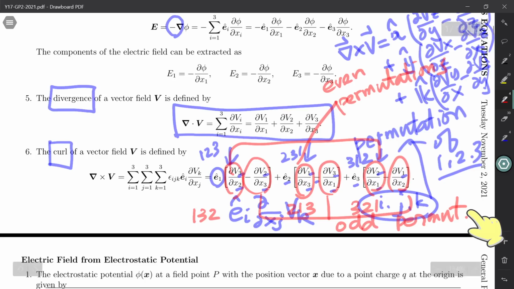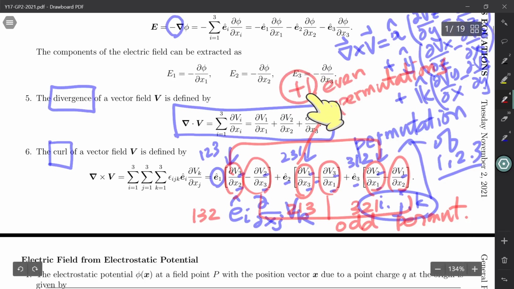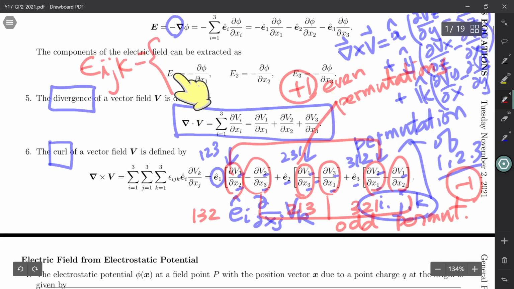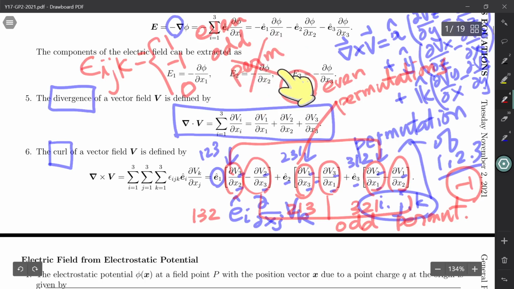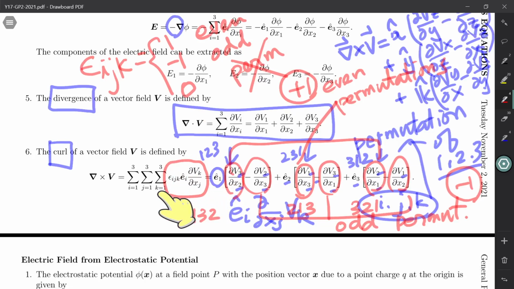So for an even permutation, we multiply by plus 1. For an odd permutation, we multiply by minus 1. This kind of function is the Levi-Civita symbol. Epsilon ijk is 1, minus 1, or 0: an even permutation, an odd permutation, or a non-permutation. So if any two of the indices are the same, then it becomes 0. Therefore, we use this notation for the sum over ijk.